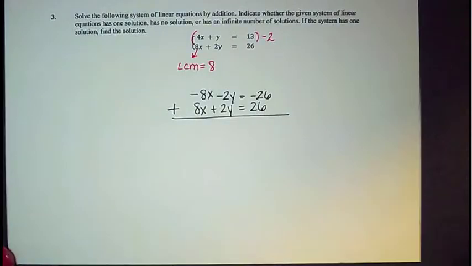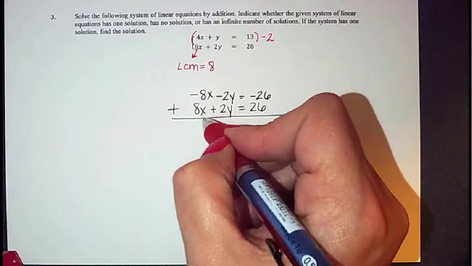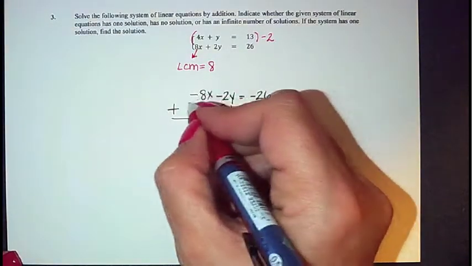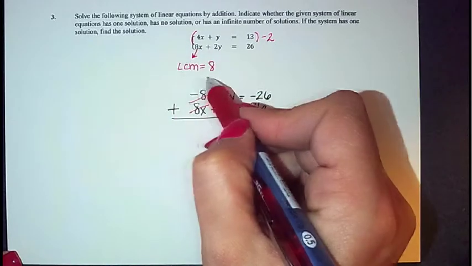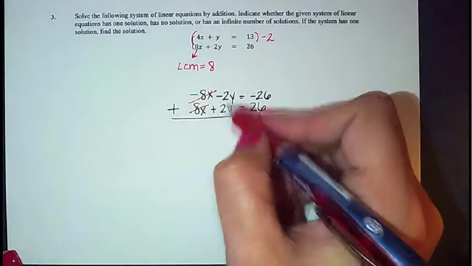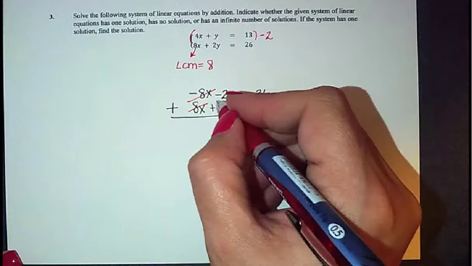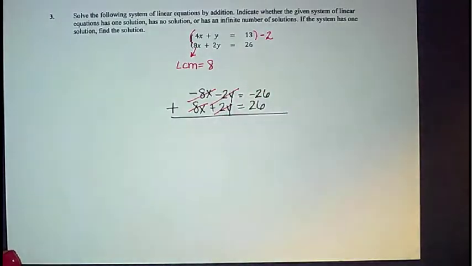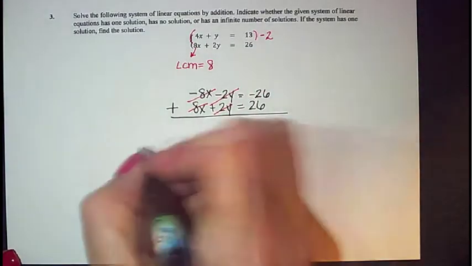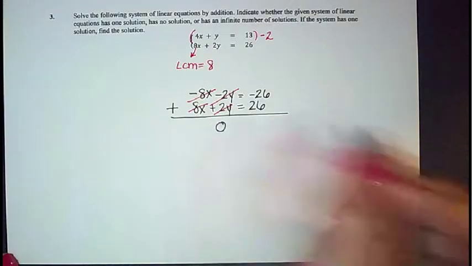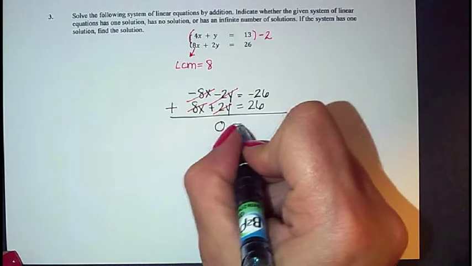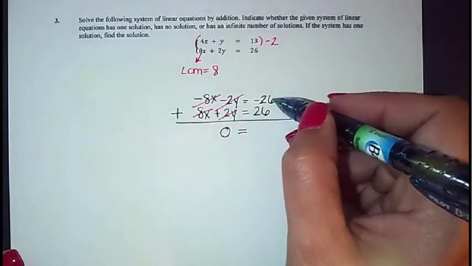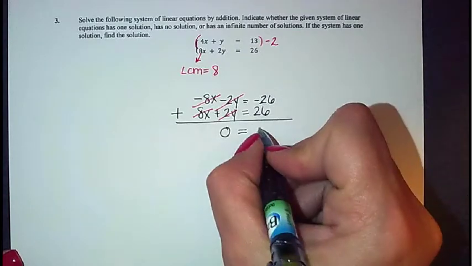Now something funky is trying to happen in here. Look at this. Notice that my 8x's cancel each other out like was planned, because that's what I was trying to do, eliminate those x's. But my y's also eliminate each other. So if my x's and my y's are both eliminated, the only thing left on the left-hand side is 0. Equal to, well, negative 26 plus 26, that's also 0.